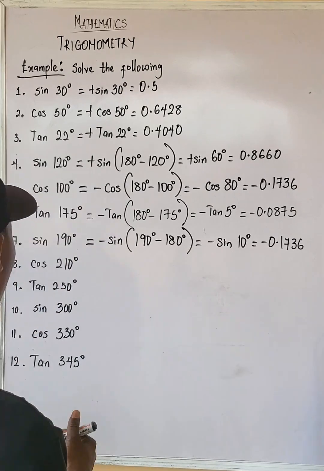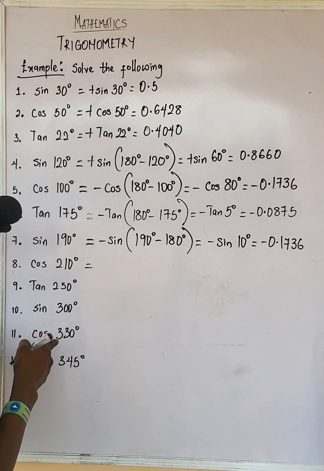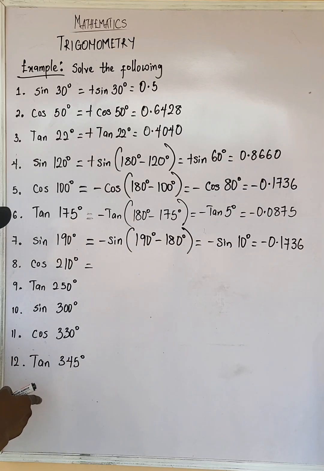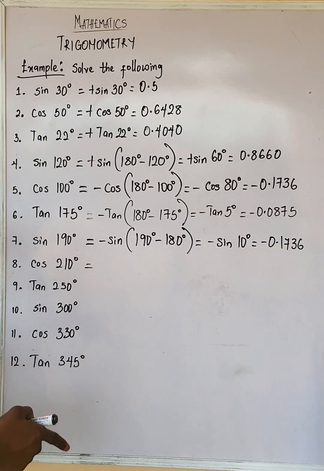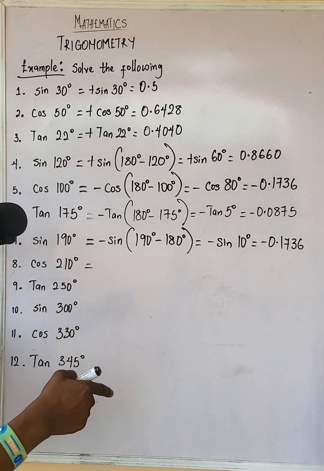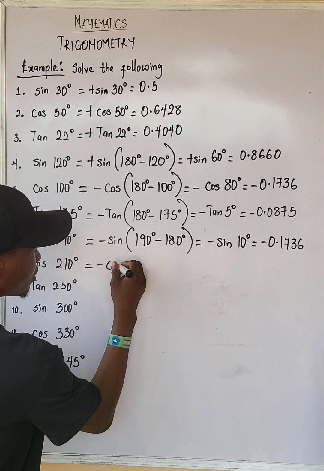Do you understand? So let's come to cos 210. 210 falls on which quadrant? 210 falls on the third quadrant, right? Because it's between 180 and 270. Meaning that on the third quadrant, what is positive? Only tan is positive. Cos and sine are negative. So this cos here is also negative. So that will be minus cos.